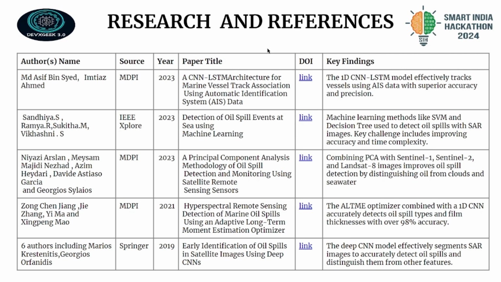Research and references. We have reviewed more than 20 research papers on oil spill detection and AIS anomaly detection algorithms. And these are the 5 most useful research papers which we have found. And these are published in the past 5 years only. These are not too old papers. Few research papers provided us insights about how to handle missing data in AIS and how to make deep learning models for oil spill detection more efficient.